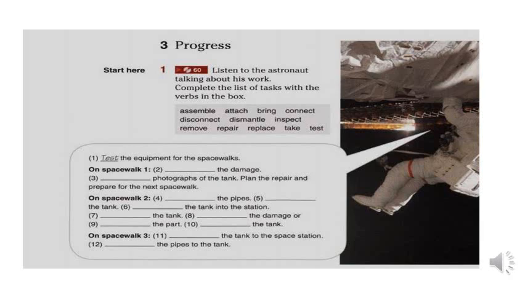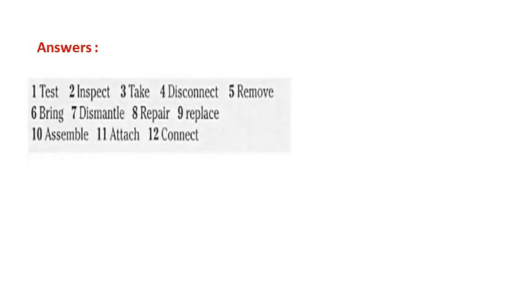So I hope you got them all. I just want to highlight that the words assemble and dismantle are opposites. Assemble means to collect the parts together, and dismantle means removing the parts. So check your answers by looking at the correct answers and see how many you got right and how many you got wrong.